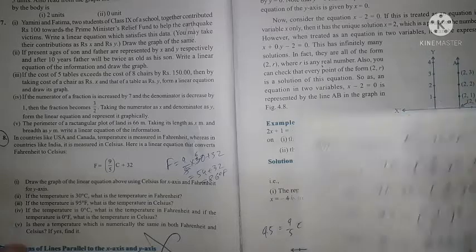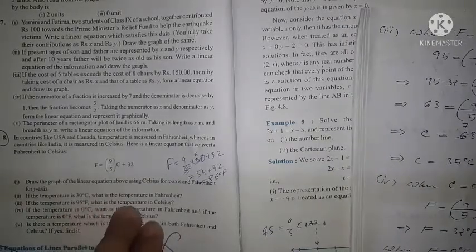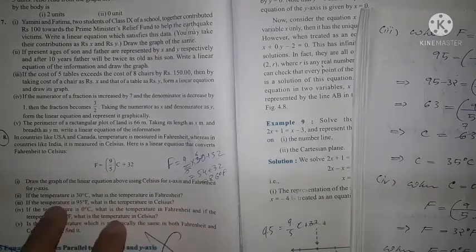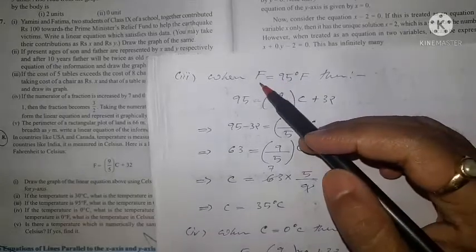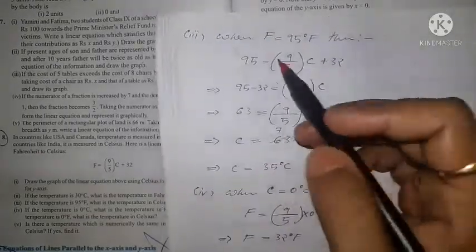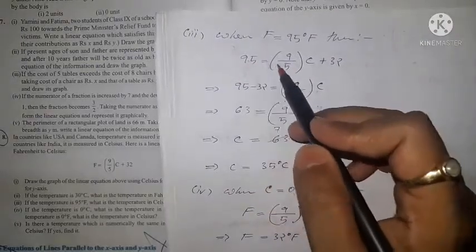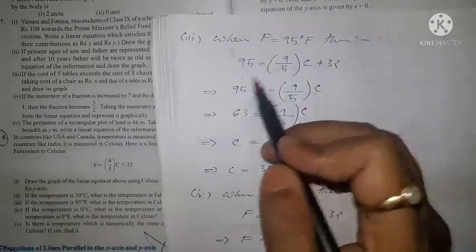Then question number 3: if the temperature is 95 degrees Fahrenheit, what is the temperature in Celsius? Now we need to convert from Fahrenheit to Celsius. It is given that F is 95 degrees Fahrenheit. So 95 is equal to 9/5 C plus 32. This 32 goes to the other side, it becomes minus.